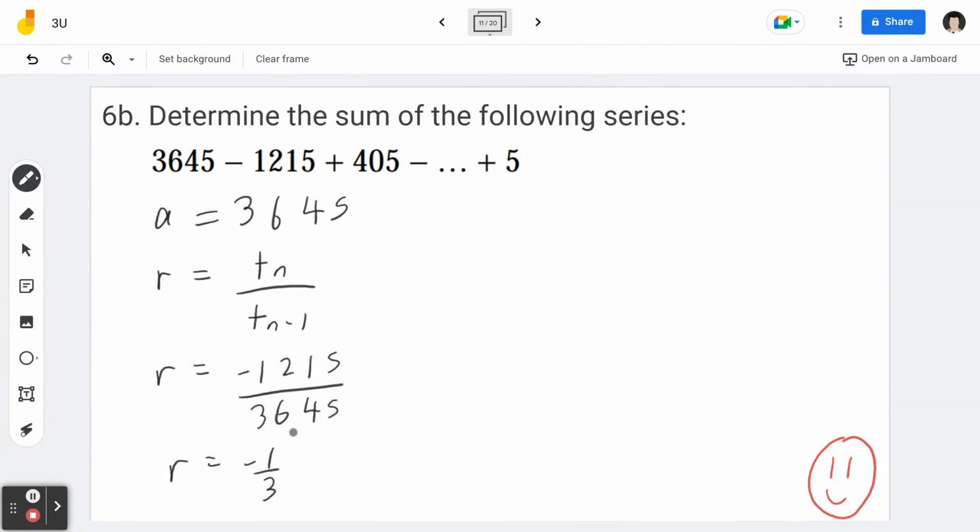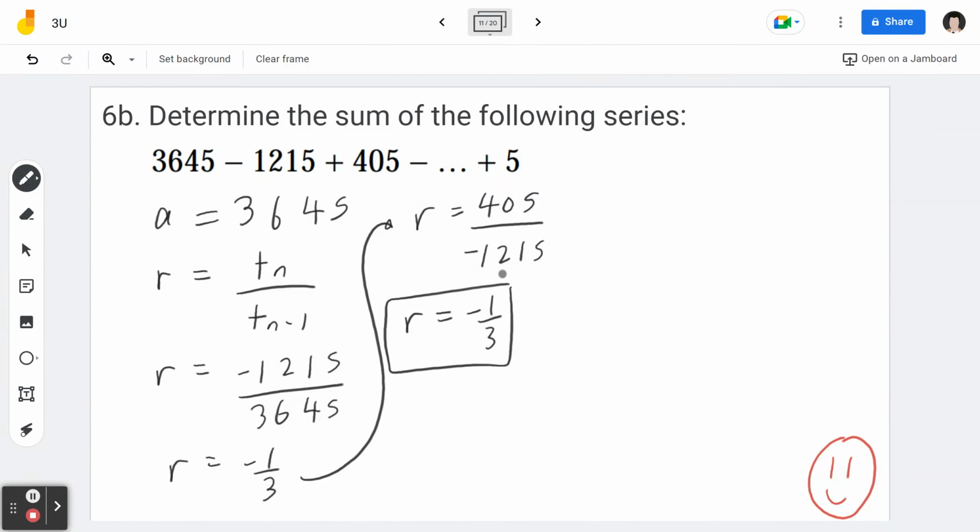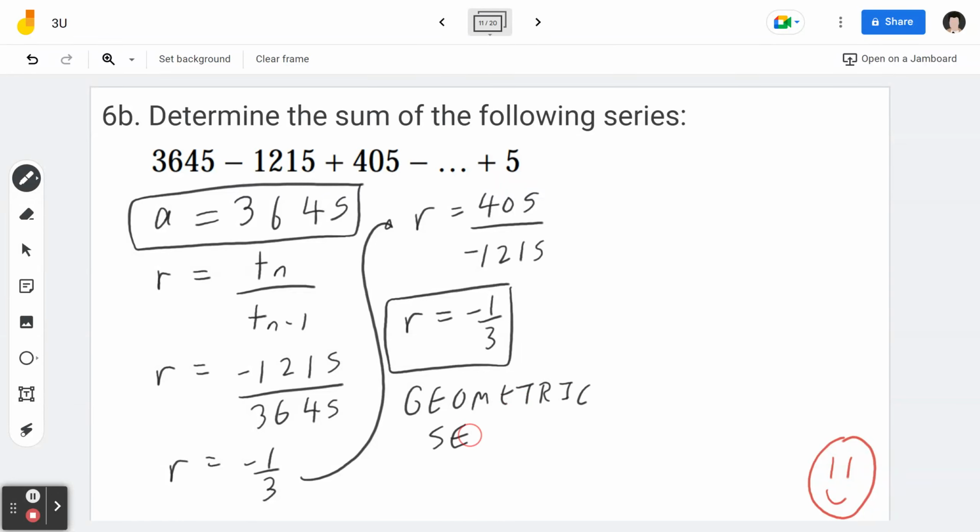Now you want to double check this. So I can go back and say, well, what if I took 405 divided by negative 1,215? If you do that again, you should get negative 1 over 3 one more time. So this verifies that we found the first term. We found the common ratio, which means this is going to be geometric. Again, a geometric series means you're adding it up. Geometric sequence means you have a bunch of numbers separated by a comma. So I go back and I say, well, I need to find the number of terms first.